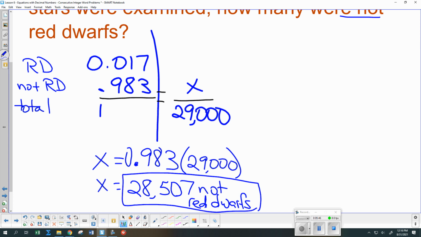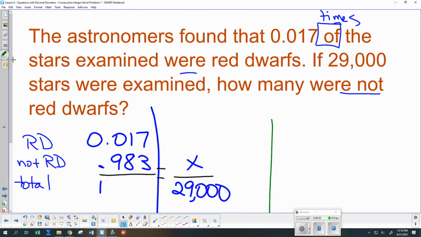Now there's another way that you could do this. I'll go back up so we can read the problem again. 0.017 of the total stars, right? Is what that says. And then it says 29,000 were the total stars. So you could say 0.017 of 29,000, so times 29,000, were red dwarfs.